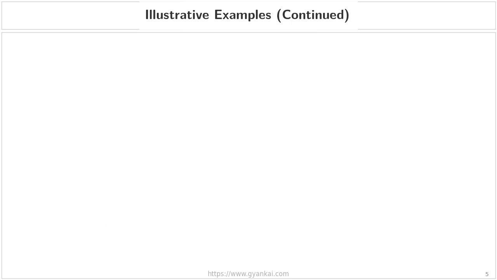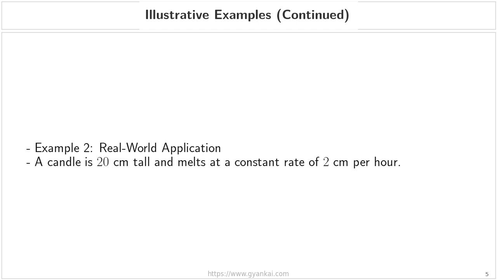Illustrative examples continued. Now that we have mastered the pure mathematical calculation in the previous example, let's see how this concept actually applies to a real-life scenario. This is what we call a real-world application. Imagine you have a candle that is 20 centimeters tall. As time passes, it melts at a constant rate of 2 centimeters every hour.